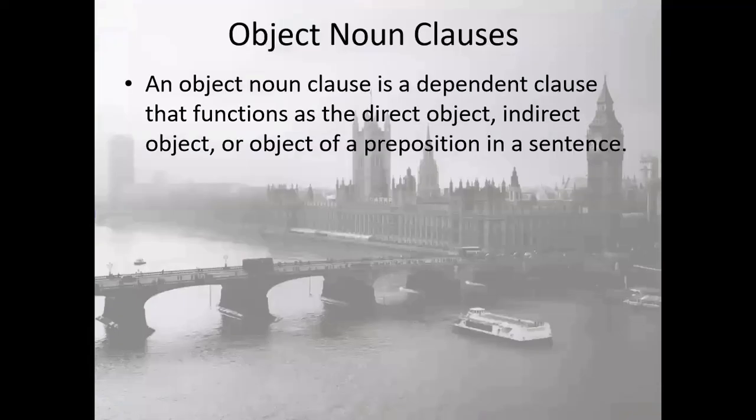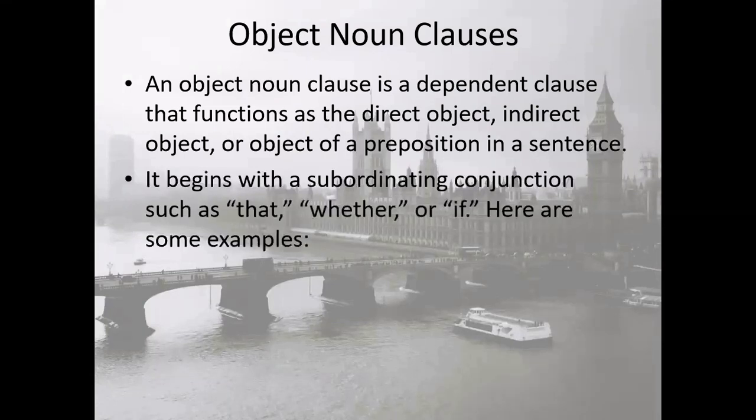Then object noun clauses. An object noun clause is a dependent clause that functions as the direct object, indirect object, or object of a preposition in a sentence. But the object of a preposition we will discuss later on. It begins with a subordinating conjunction such as that, whether, or if. Here are some examples. I know that he is coming to the party. I know what? That he is coming. And that is basically the subordinating conjunction. Again, please keep in mind, dependent clauses always start with a subordinating conjunction.